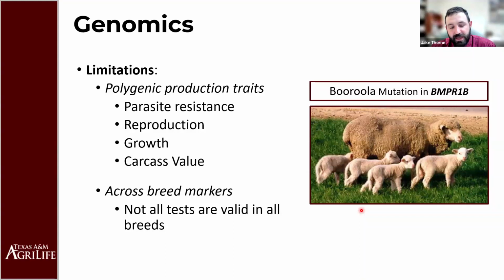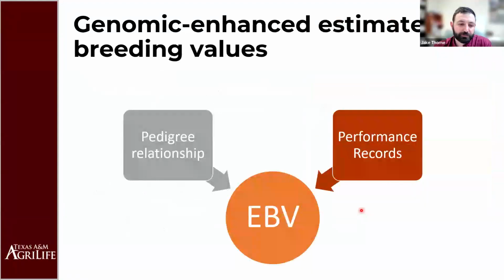The other thing too is that there are crossbreed differences. So when we find markers that cause a particular phenotype, or have a high influence on a particular phenotype in one breed, in many cases that doesn't necessarily translate to other breeds. Some cases it does, but not in all situations. So when we do genomic testing, we just have to keep these things in mind as far as what our expectations are.